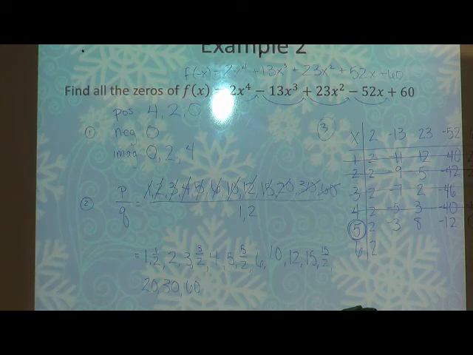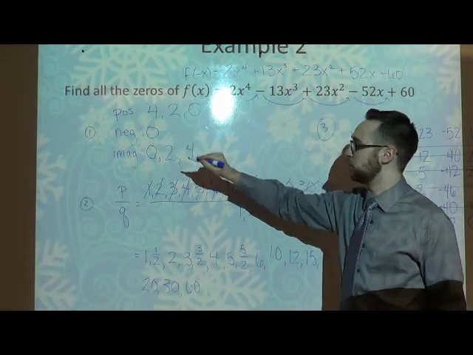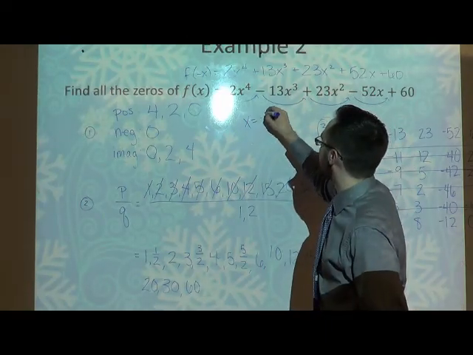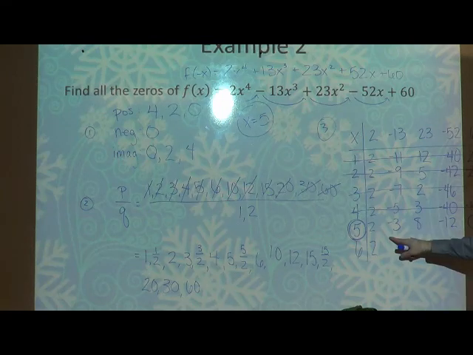There's a 5. Now because I have one positive solution, that means I have 2 positive solutions. Because notice I can't have just one, I have to have 2. So x equals 5 is one of them. Now, right now I have a cubic.